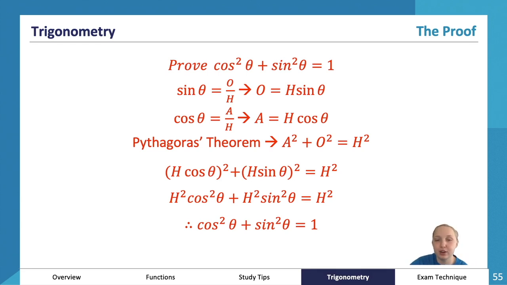If we then use Pythagoras, a squared plus o squared, so adjacent squared plus opposite squared equals hypotenuse squared, we'll get (h cos theta) squared plus (h sine theta) squared equals h squared, which you end up with h squared times cos squared theta plus h squared times sine squared theta equals h squared. Divide all of those things by h squared, and you end up with cos squared theta plus sine squared theta equals 1. Like I said, I think it's unlikely that you'd ever get asked to do this, but it's not too tricky of a proof to understand. So it is worthwhile knowing, and I think it also helps you with a general understanding of what's going on.